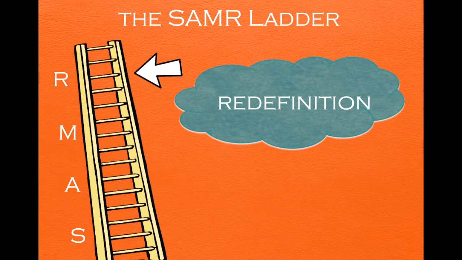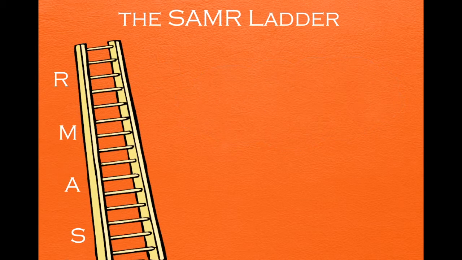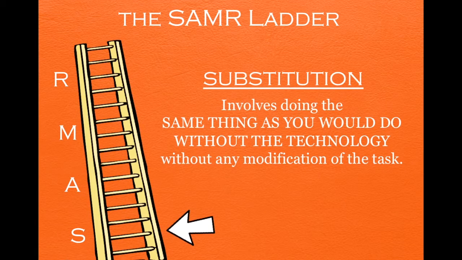To advance your lessons through the SAMR model ladder, we must understand what the differences are in each level. Substitution involves doing the same thing as you would do without the technology and not adding any modification to the task. For example, if your students were writing a paper and using iPads or laptops to type it, the lesson would be at the substitution level. You did not change the task of the writing assignment. You only substituted the iPad or laptop for pencil and paper.